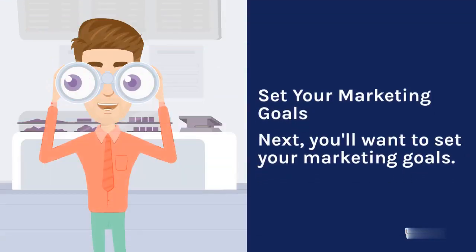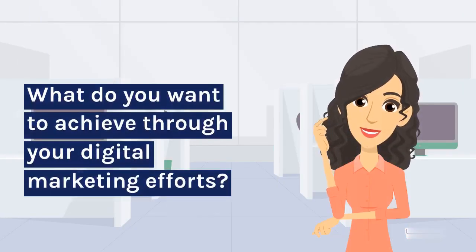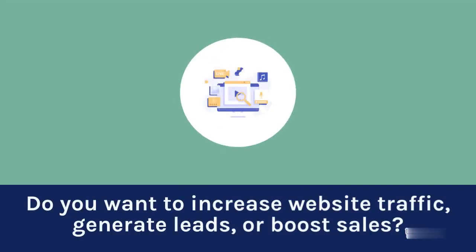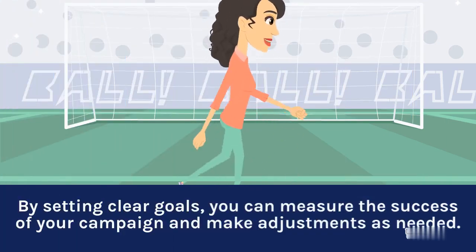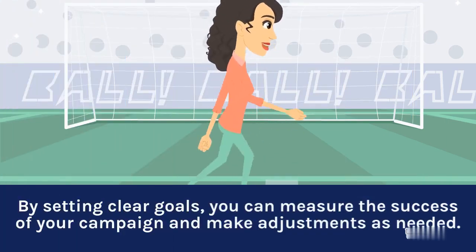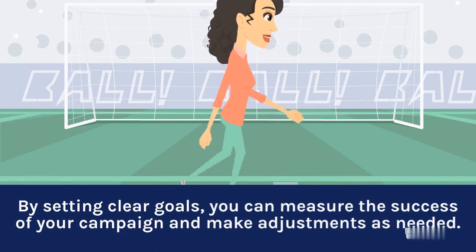Set your marketing goals. Next, you'll want to set your marketing goals. What do you want to achieve through your digital marketing efforts? Do you want to increase website traffic, generate leads, or boost sales? By setting clear goals, you can measure the success of your campaign and make adjustments as needed.